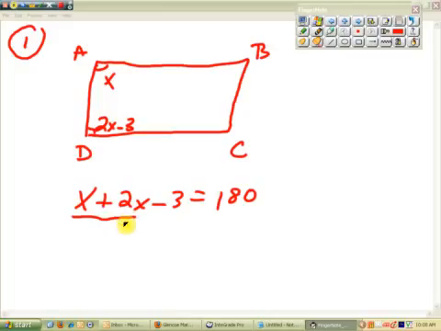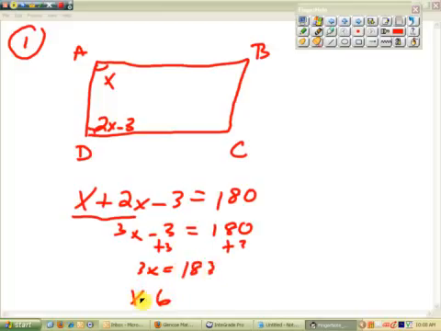And when you solve this, that's 3x minus 3 equals 180. You want to add 3 here and then divide by 3. So you're going to get x is 61. Okay? Moving on. Remember, you can pause, rewind, go back. So I'm moving on quickly here.